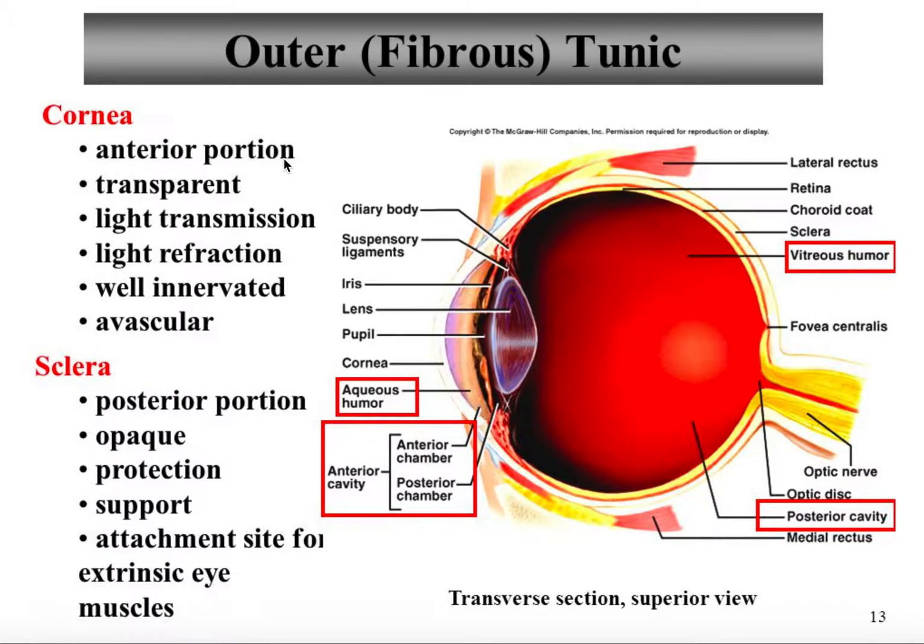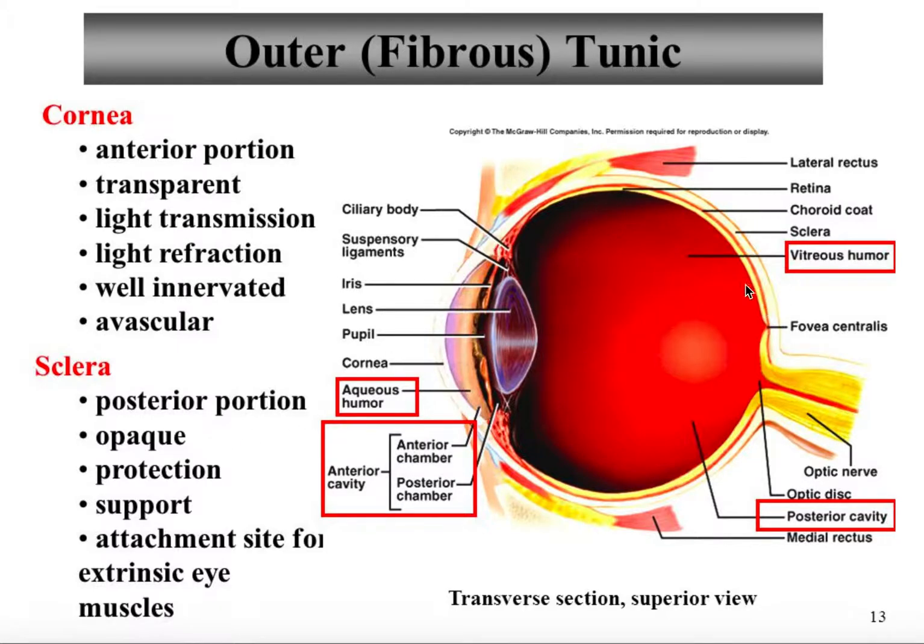The cornea forms the anterior part. It's transparent, allows light transmission. Also, the cornea, as you can see, is a curved structure, and that allows light to be refracted, and light refraction is a property of the cornea. I think around 80% of light refraction in the eye is due to the cornea. It is well innervated, but it does not have a blood supply. It's avascular, but it has lots of nerve endings and nociceptors, or pain receptors, and that's what allows any irritation at the front of the cornea to be detected.